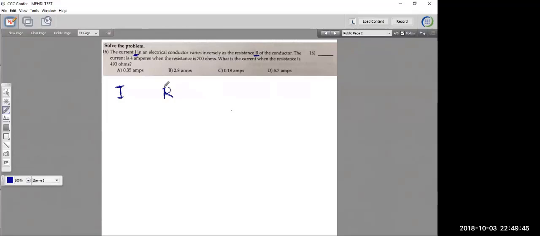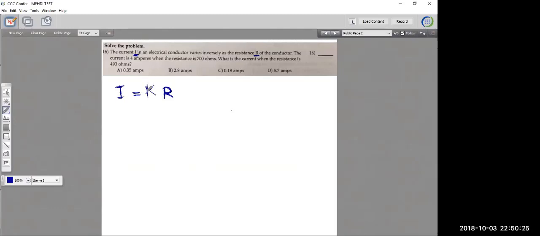If one variable, like I, varies with respect to another variable like R, we have to read the question carefully, see if it varies directly or inversely. Either way, you should have an equal sign between these two. So I is equal to R if it varies directly. If it varies directly, it would be I is equal to R with some constant K.